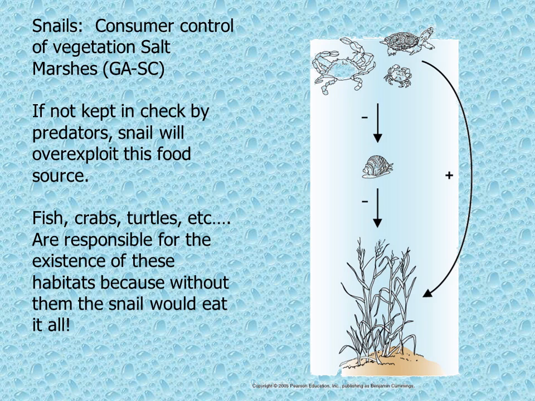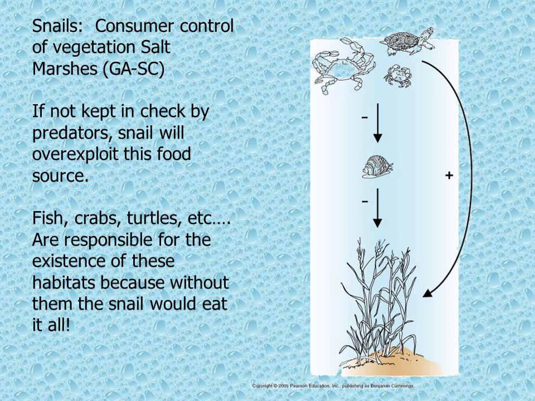Now, snails work the other way as well. So the snails, they're kind of a consumer control of vegetation in salt marshes from Georgia through South Carolina. You see this in New England as well. If snails aren't kept in check by the predators, the snails will exploit this food source. Now, fish, crabs, and turtles can keep them in check by eating them.